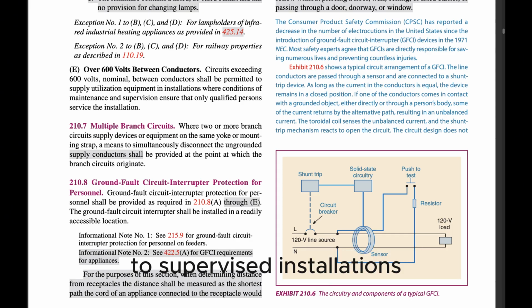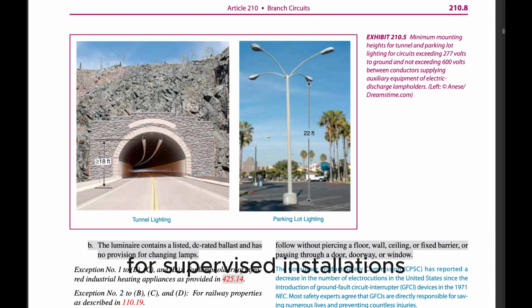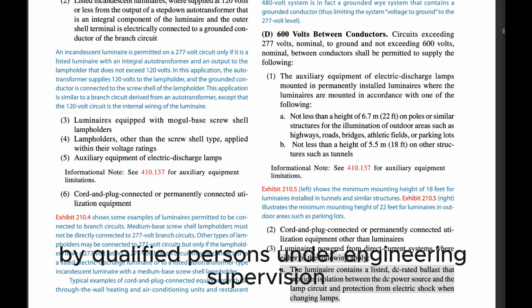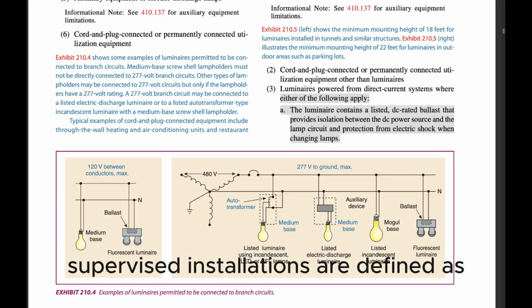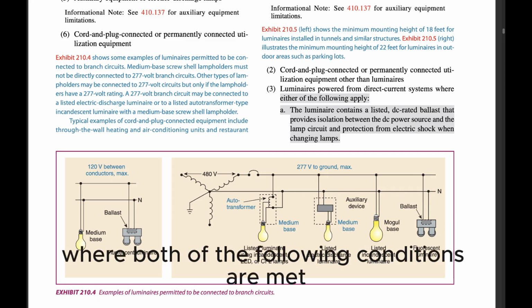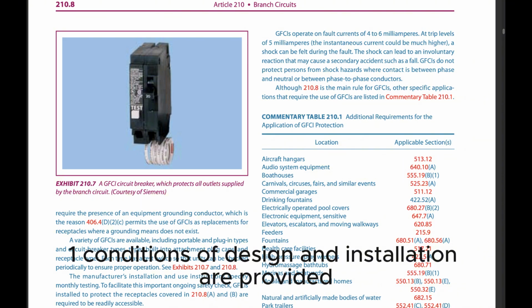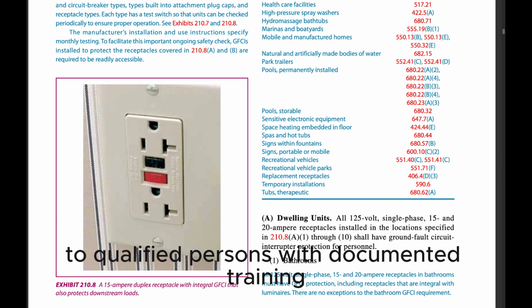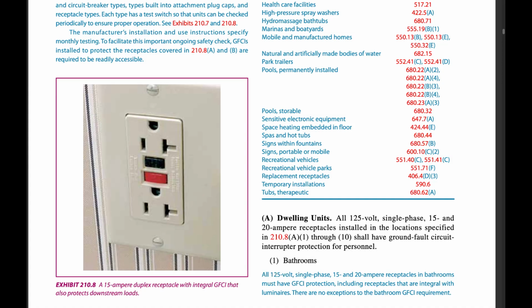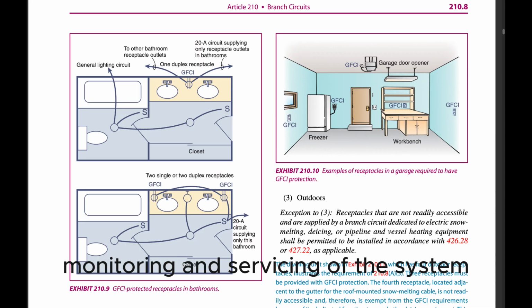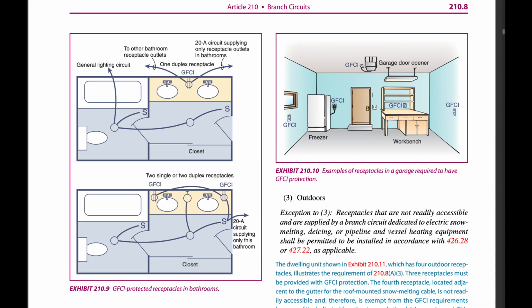2. Supervised installations. For supervised installations, branch-circuit conductor sizing shall be permitted to be determined by qualified persons under engineering supervision. Supervised installations are defined as those portions of a facility where both of the following conditions are met: 1. Conditions of design and installation are provided under engineering supervision. 2. Qualified persons with documented training and experience in over 600-volt systems provide maintenance, monitoring, and servicing of the system.